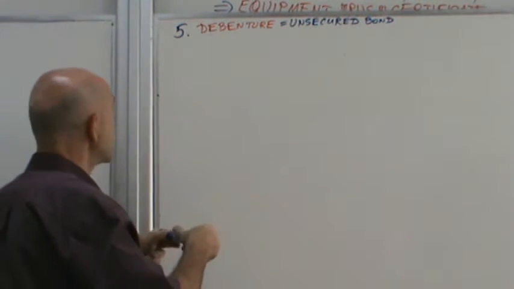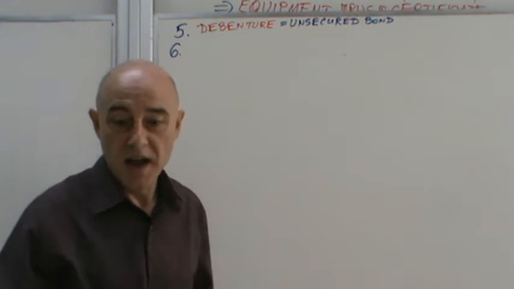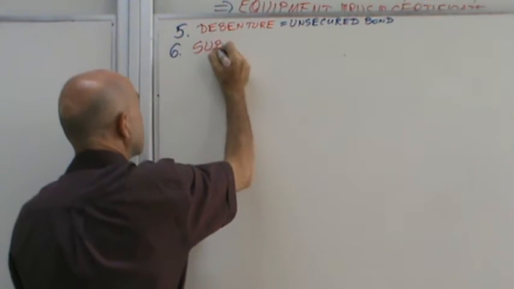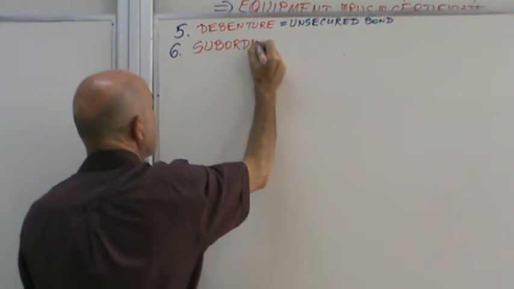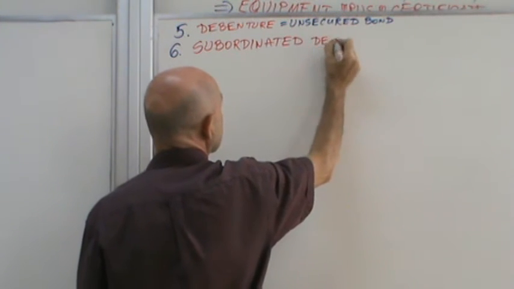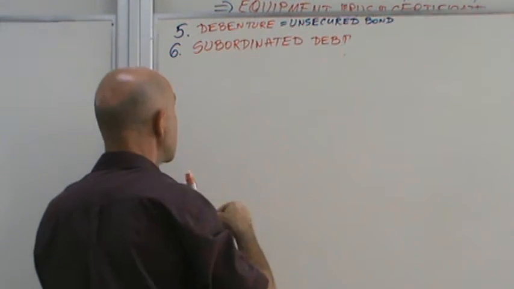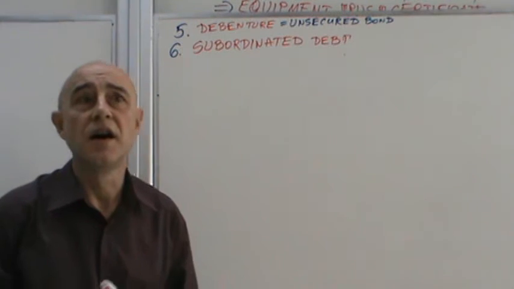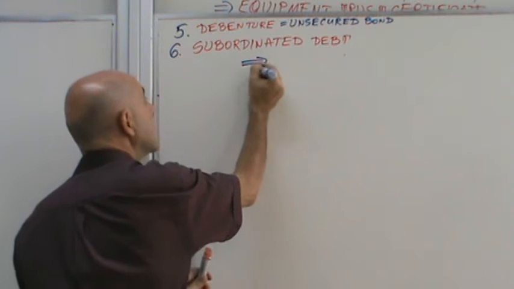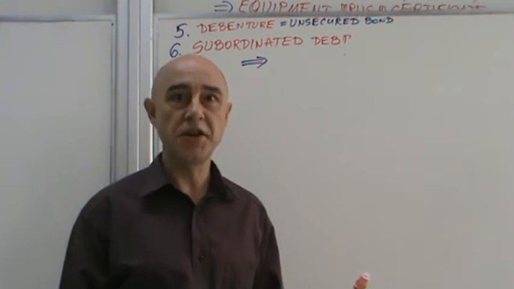Then you have the next one, number six. Number six is subordinated debenture. Now we need to take another brand new explanation. Debt can be considered senior.